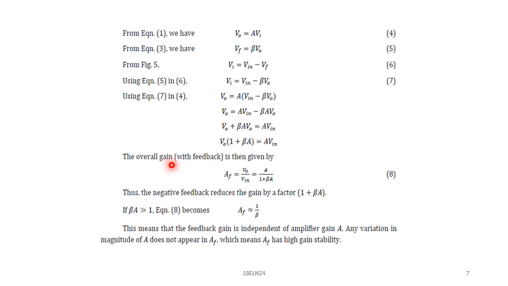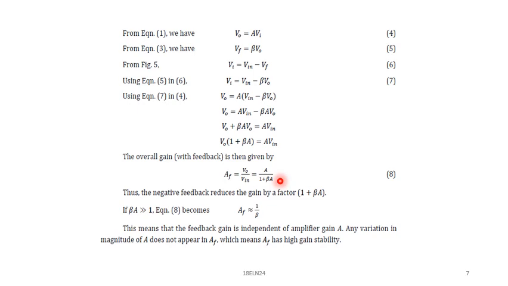Therefore, the overall gain with feedback is given by AF is equal to V0 by Vin. I'll take the ratio of output voltage by the input voltage, that is Vin. It is given by A divided by 1 plus beta into A. So this is the overall gain of a negative feedback amplifier. That is, for a voltage series feedback amplifier, the gain will be given by AF is equal to A divided by 1 plus beta into A.